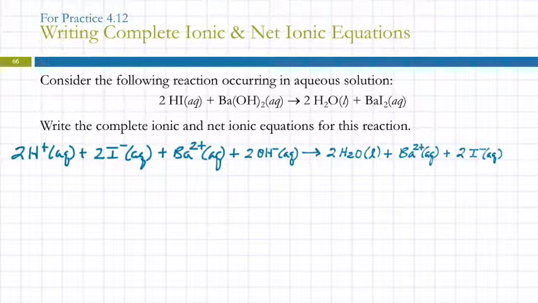To write the net ionic equation, we're going to look for the ions that don't change, and we're just going to cross them off. So, what's one of the spectator ions? Yeah. Why is it 2I negative and not I2? That's a good question. Why is it 2I minus and not I2?